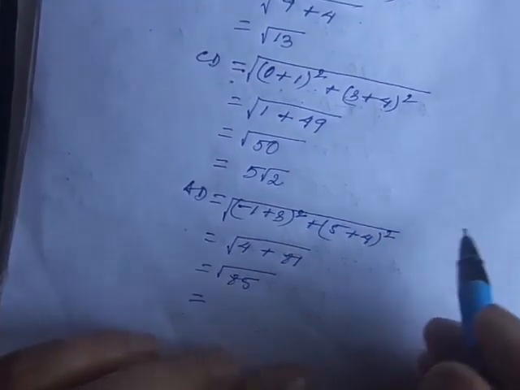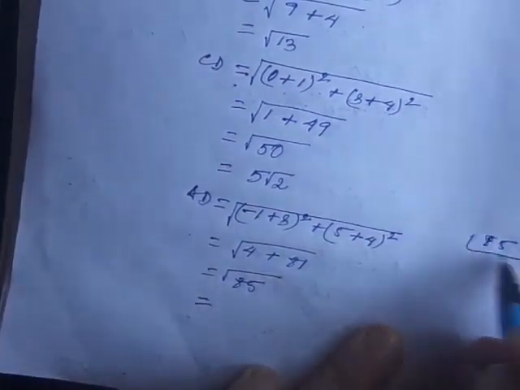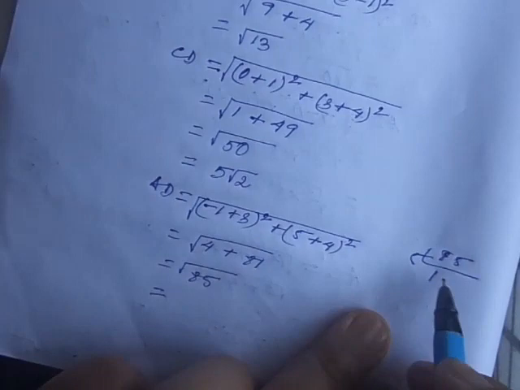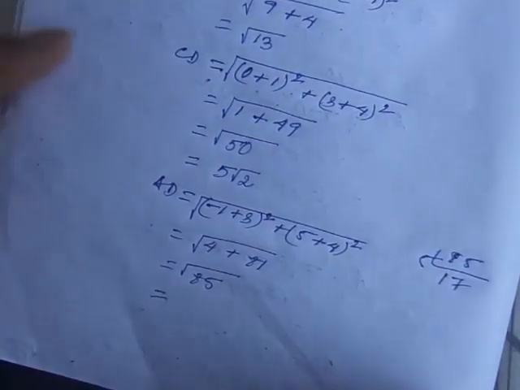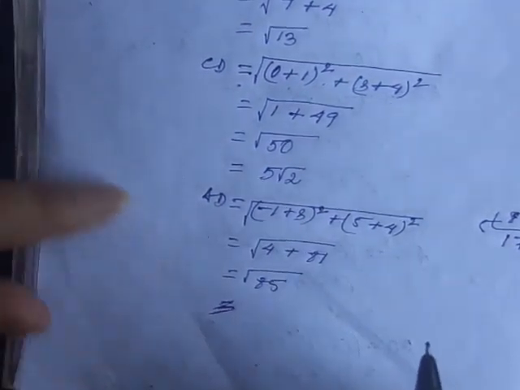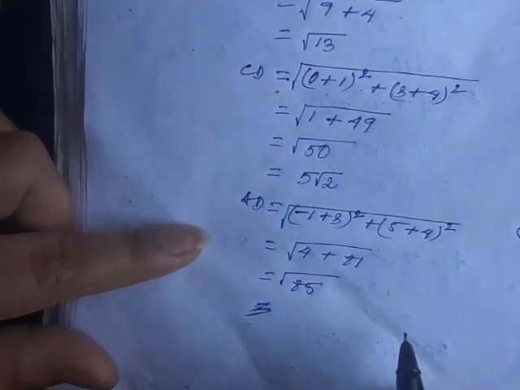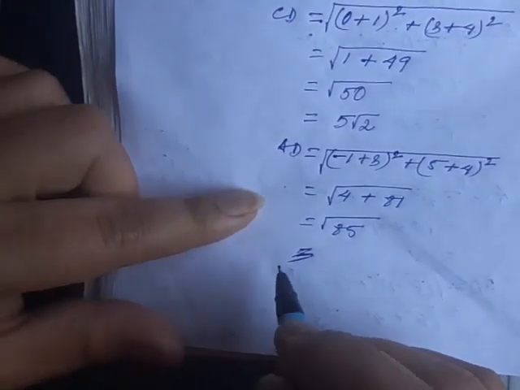So let's see here, 85. So 5 1s are 5, 5 7s are 35. So we can write only like this, root 85. And we have to find the diagonals also. So let's find out the diagonal.